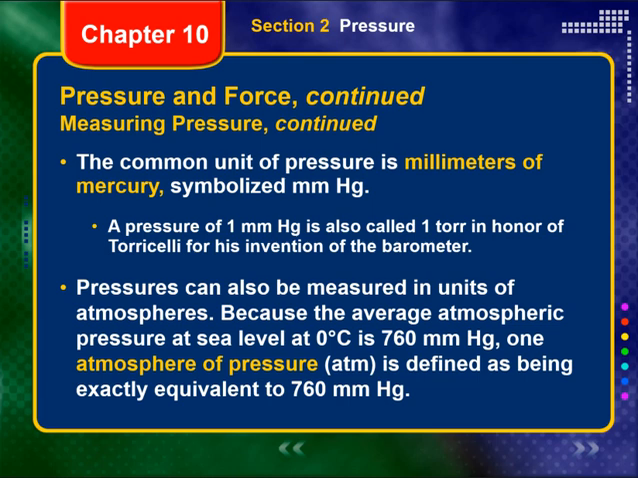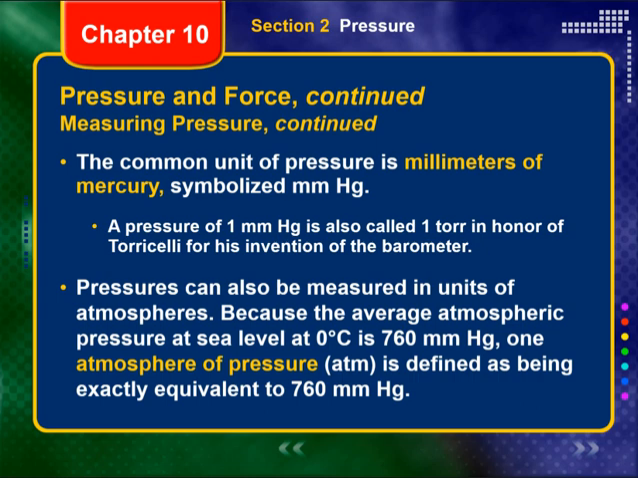So as we continue to talk about how pressure is measured, the common unit of pressure is millimeters of mercury. That's why I pointed out that 30 inches is 760 millimeters. And we symbolize millimeters of mercury by writing mm Hg, which is mercury. A pressure, incidentally, and you'll have to use this unit as well, a pressure of 1 millimeter of mercury is also called 1 torr, in honor of Torricelli, for his invention of the barometer.